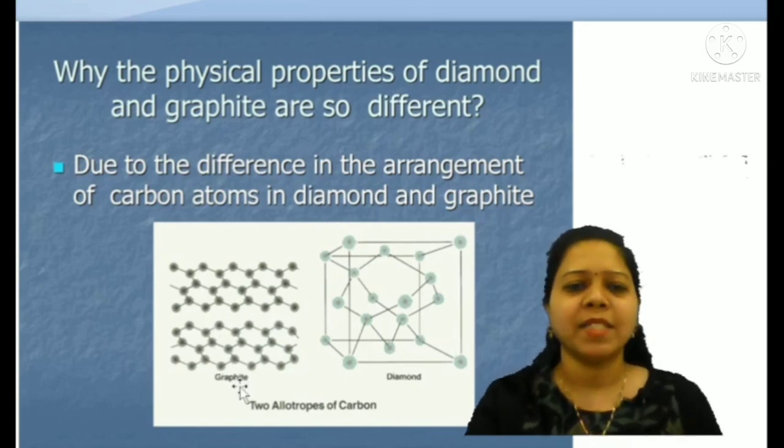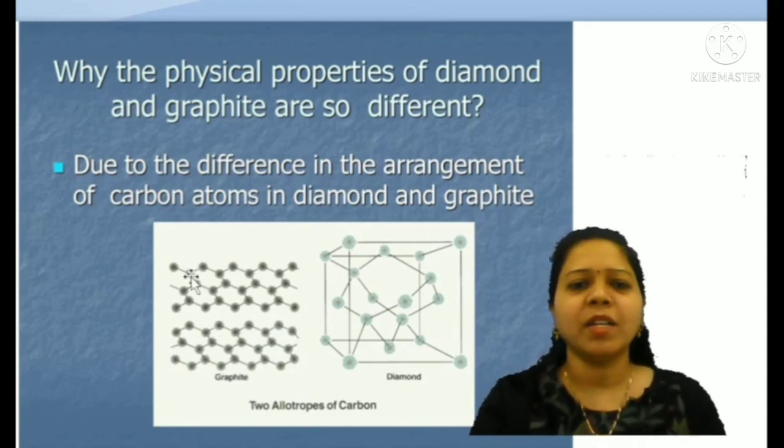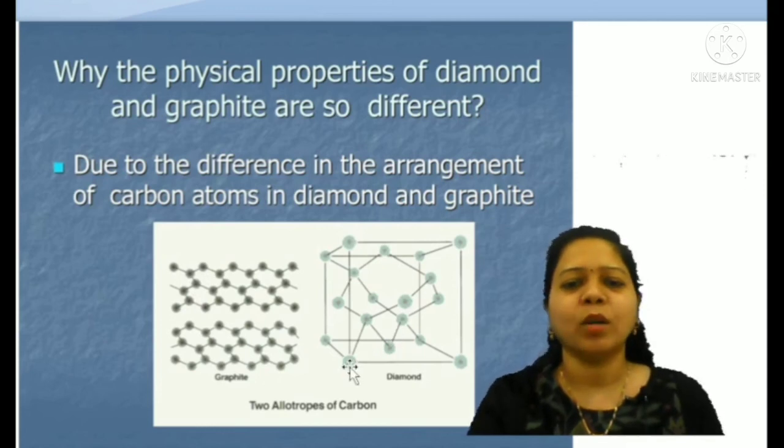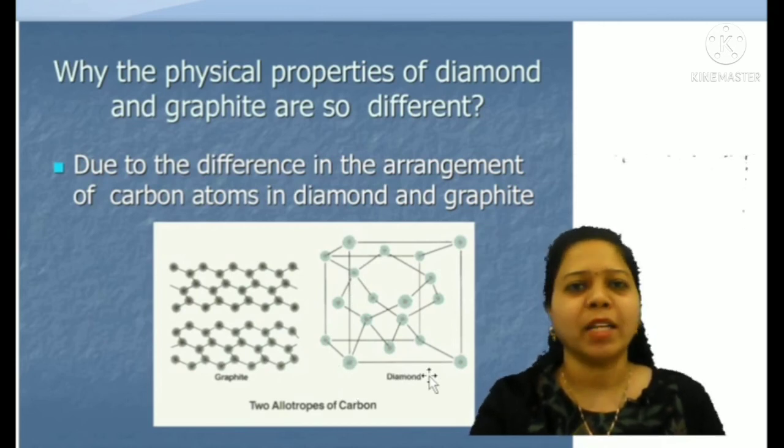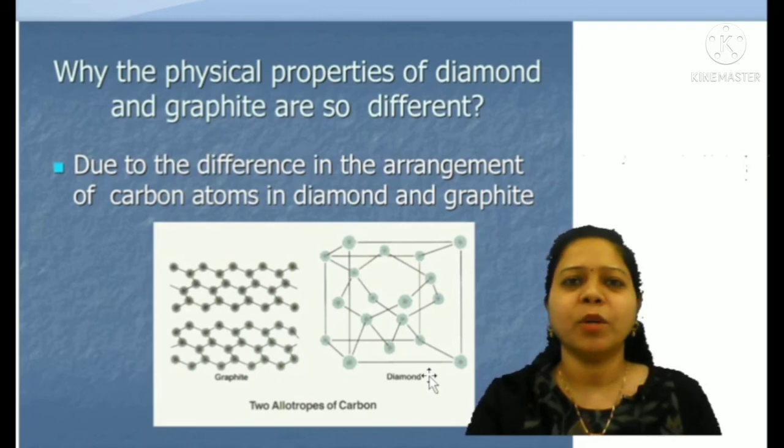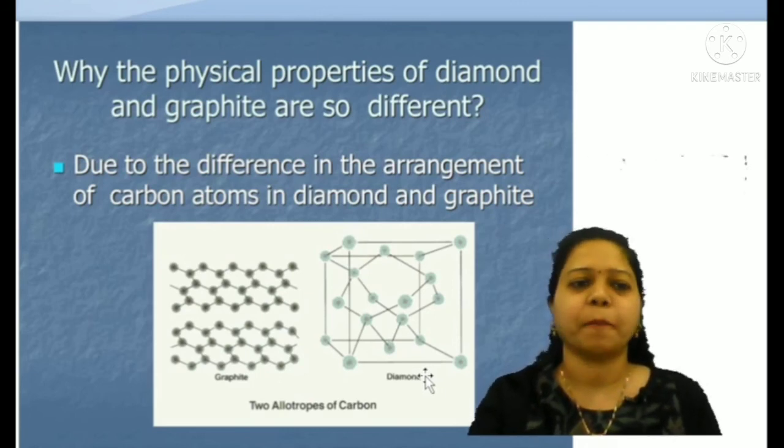Here in graphite, see, each carbon is connected to other 3 carbon atoms. And here in diamond, each carbon atom is connected to other 4 carbon atoms. This is the difference between their arrangement, and because of this arrangement difference, they both show different properties. What are the different properties of diamond and graphite? We'll see.